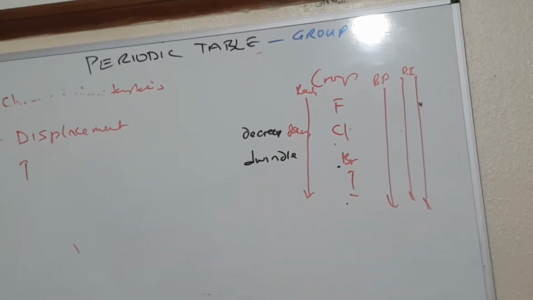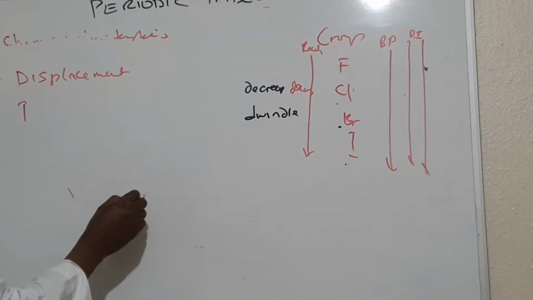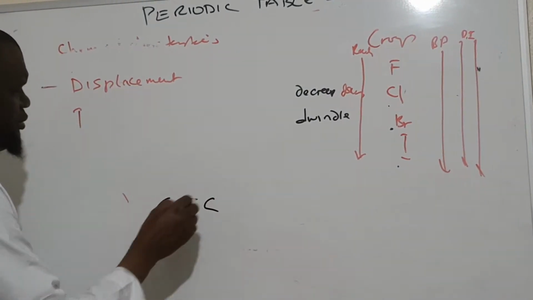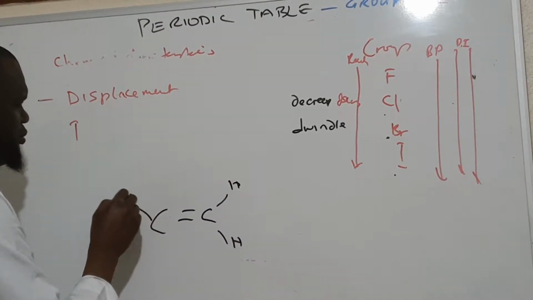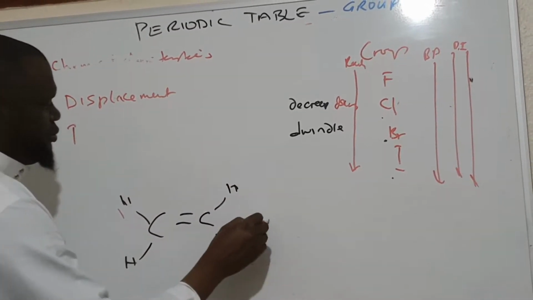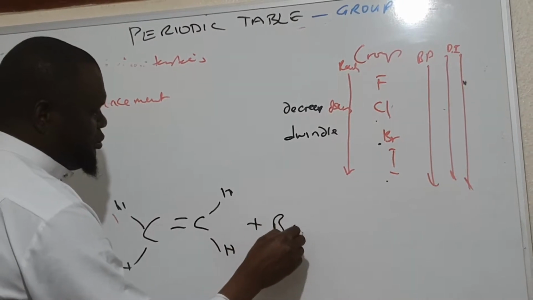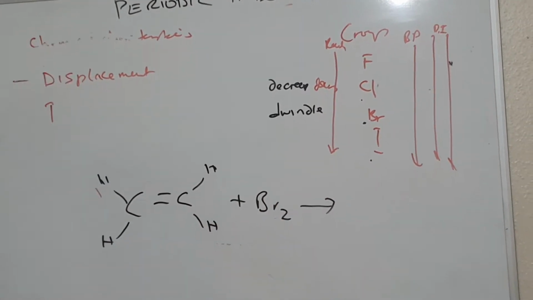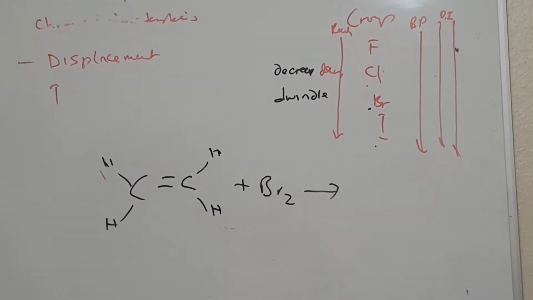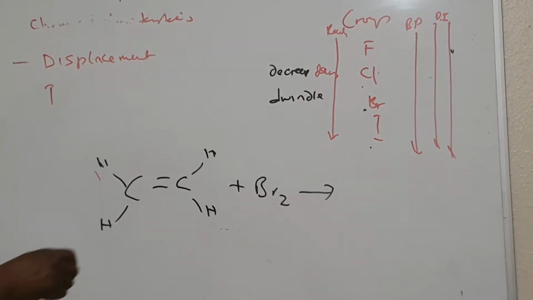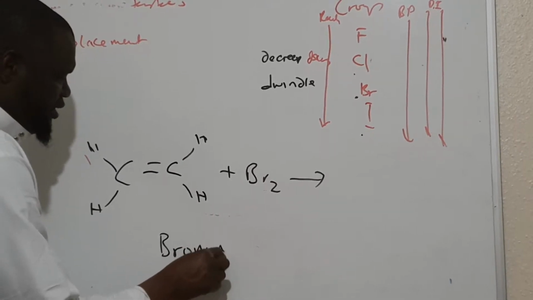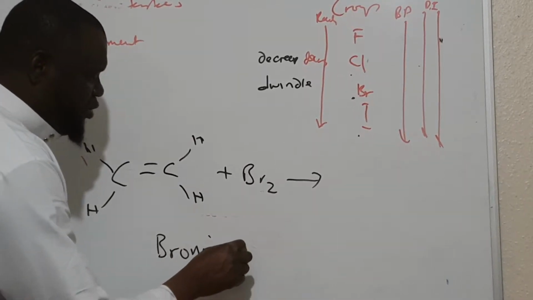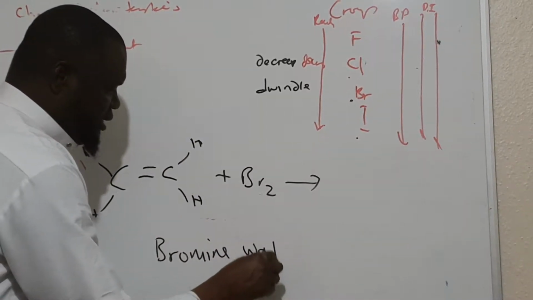In the middle is a double bond. This is called the bromine water test. You will do this. This is very important when you do hydrocarbons.